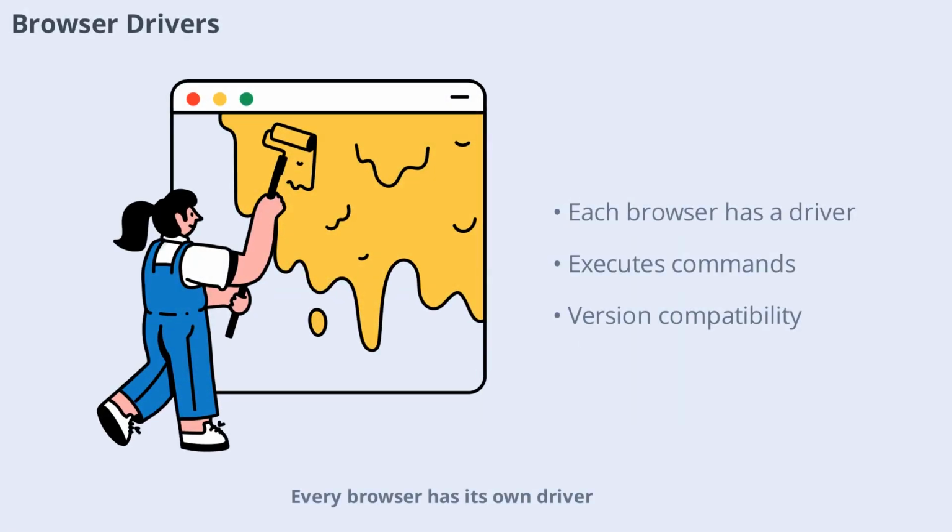Every browser has its own driver, such as Chrome driver for Chrome or Gecko driver for Firefox. These drivers are essential for enabling communication between Selenium and the actual browser. When you run a test, the browser driver receives commands from the client library via the JSON wire protocol and executes them in the browser. It's important to ensure your driver and browser versions are compatible for smooth operation.